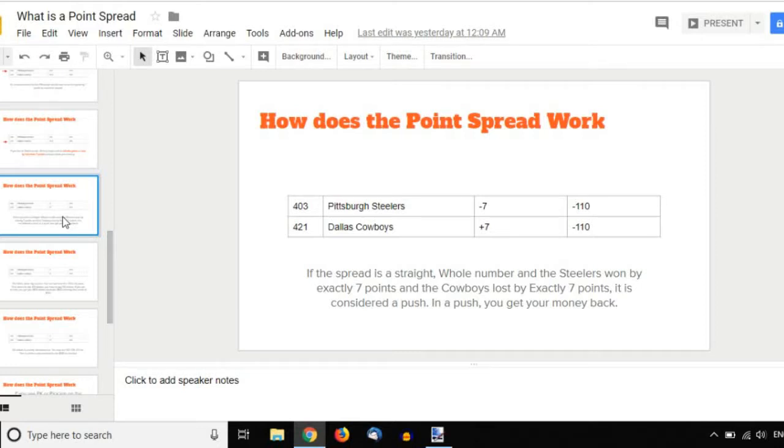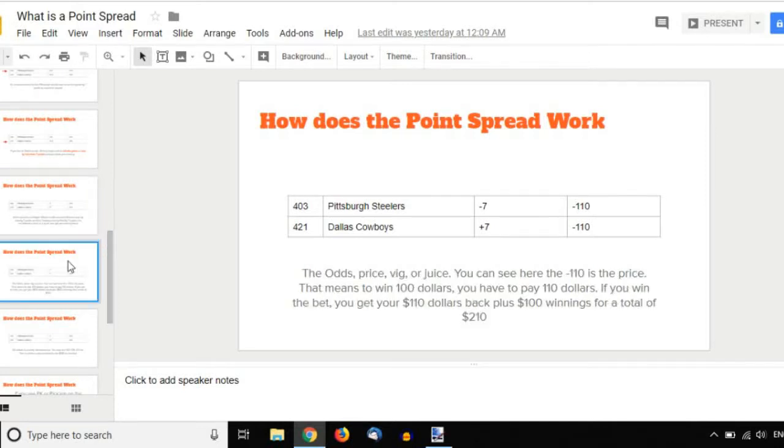So you would get your money back. You wouldn't win anything. You wouldn't lose anything. They won by exactly 7. They lost by exactly 7. You get your money back. It's considered a push. So that's how the point spread works.